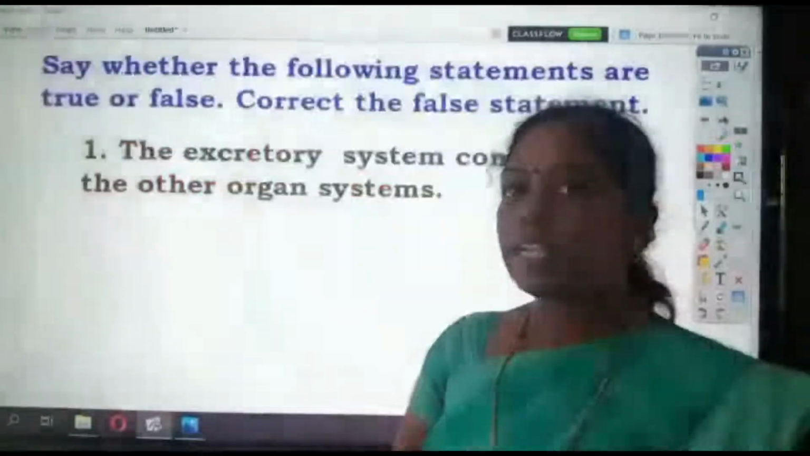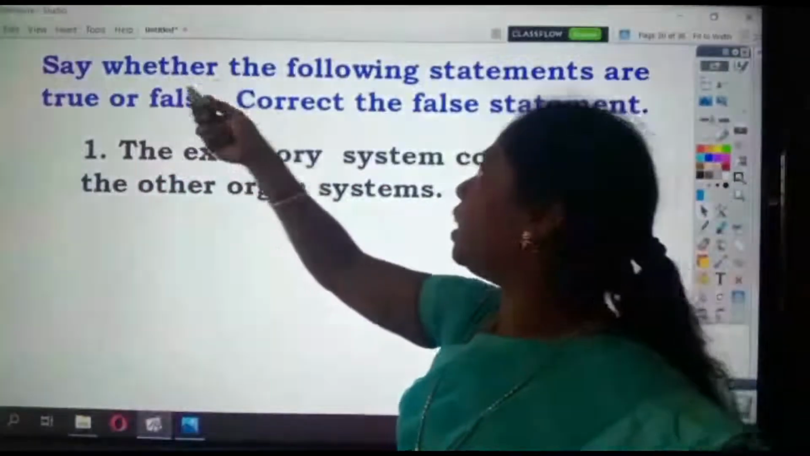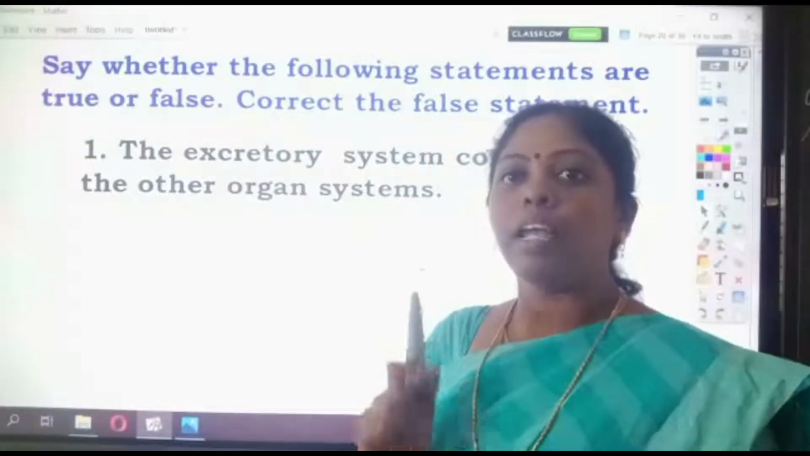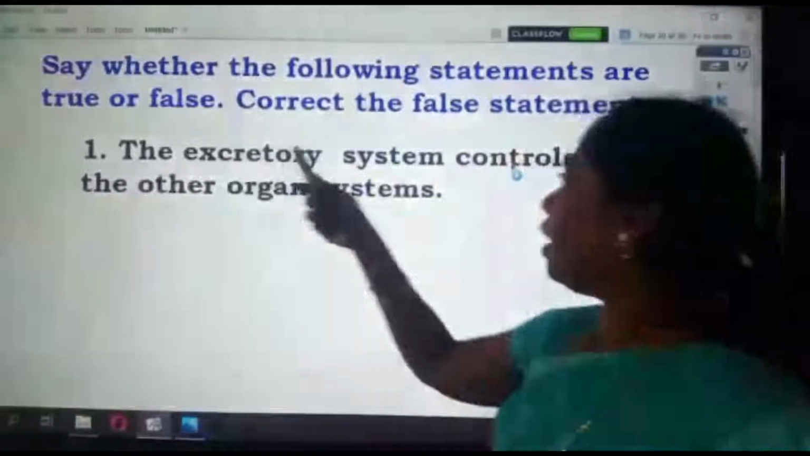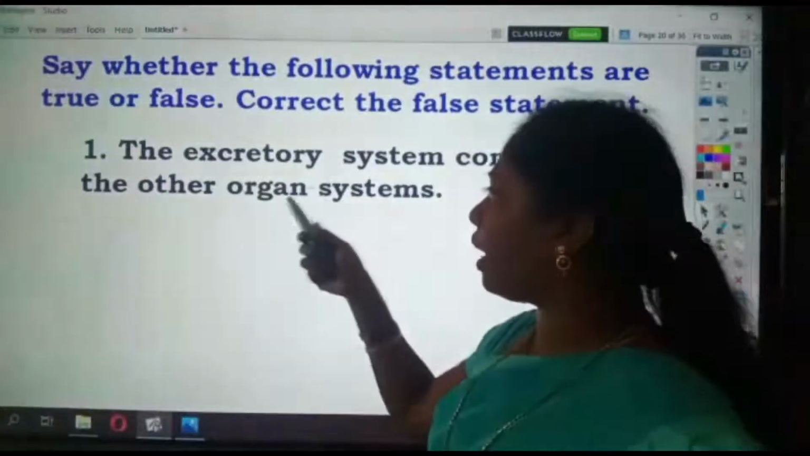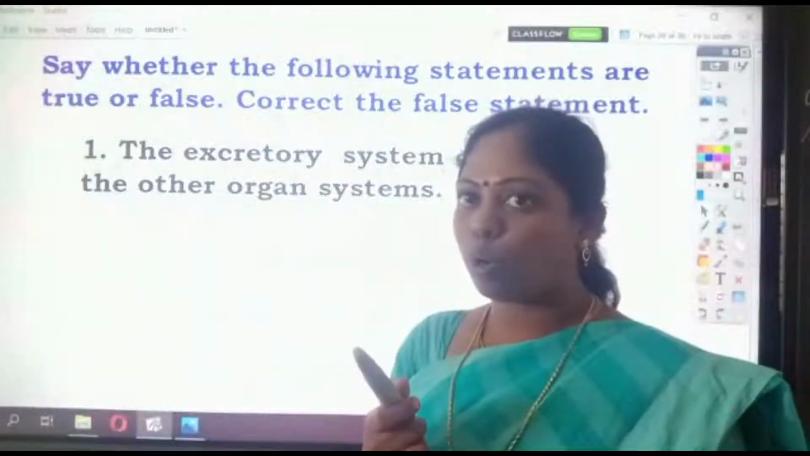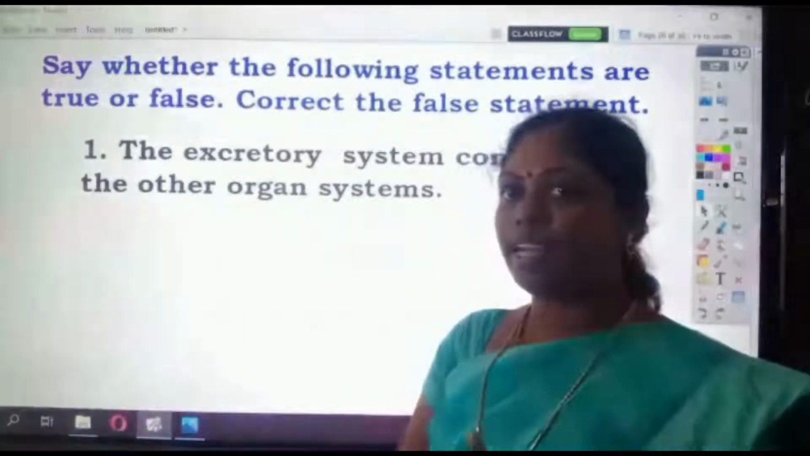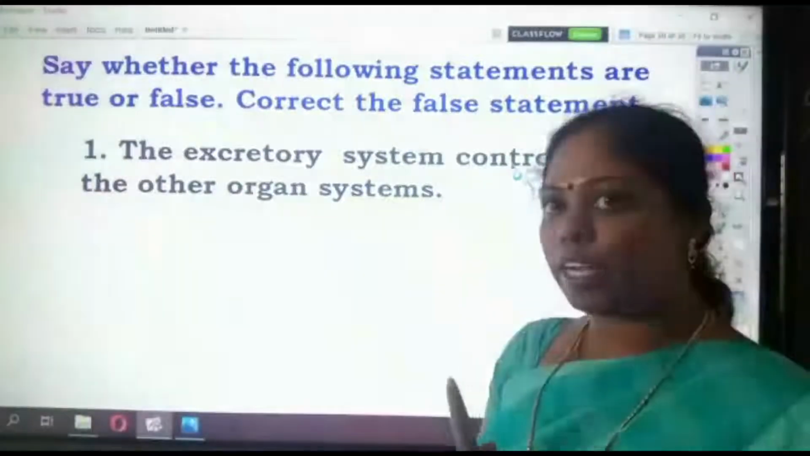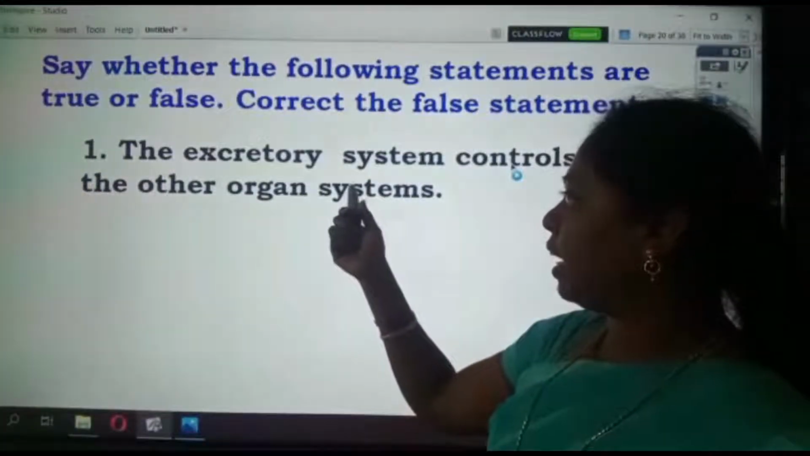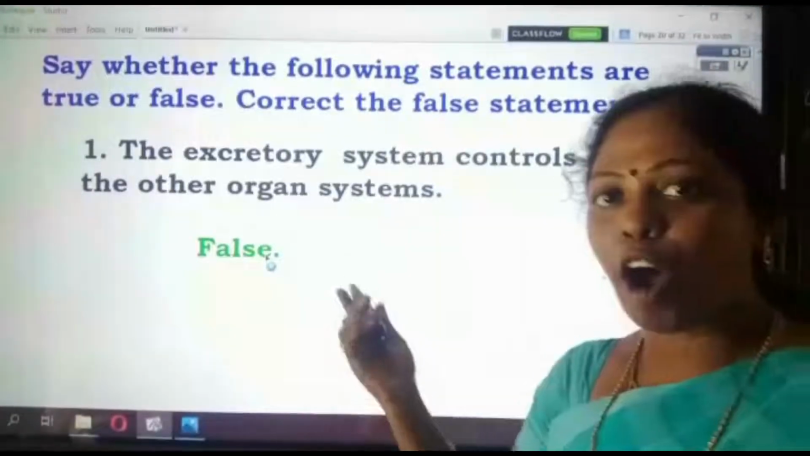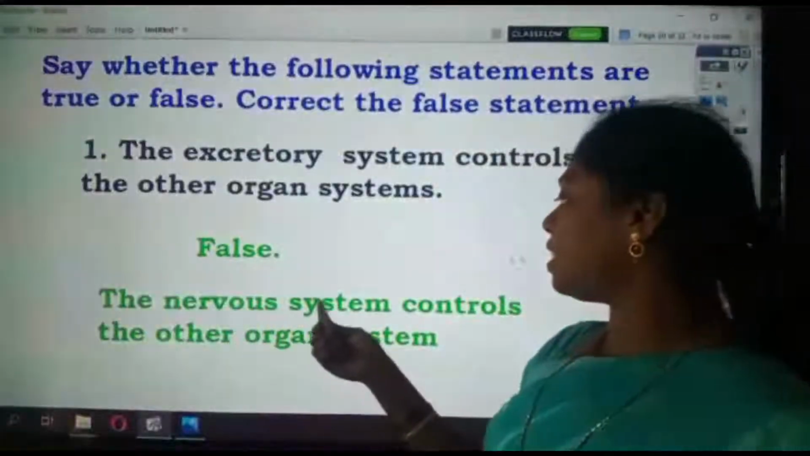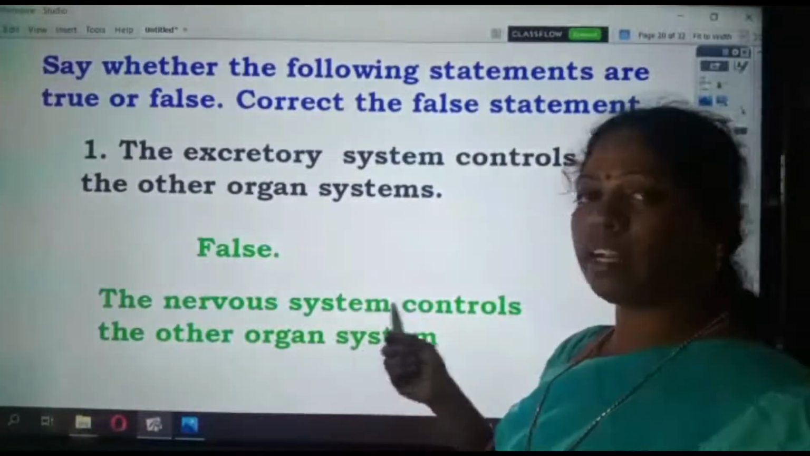Next question. Next we have the true or false. Say whether the following statements are true or false, and we have to correct the statement if the statement is false, right? The excretory system controls the other organ system. Is it correct? No. So which system will control the other organ systems? It is our nervous system, right? So what is the answer? The answer is false. So the correct statement is the nervous system controls the other organ systems.